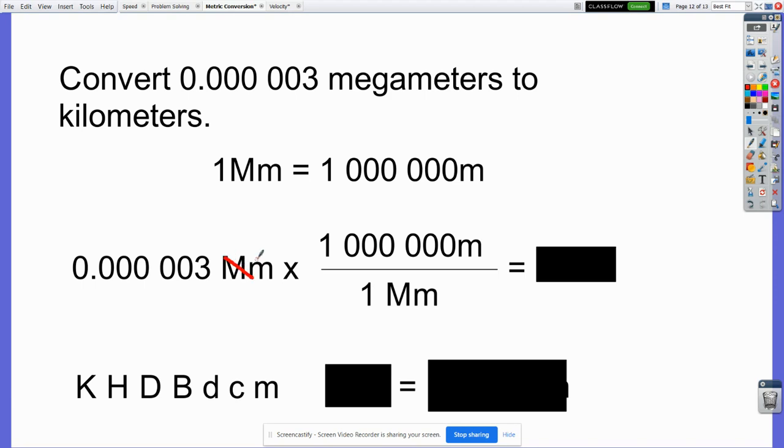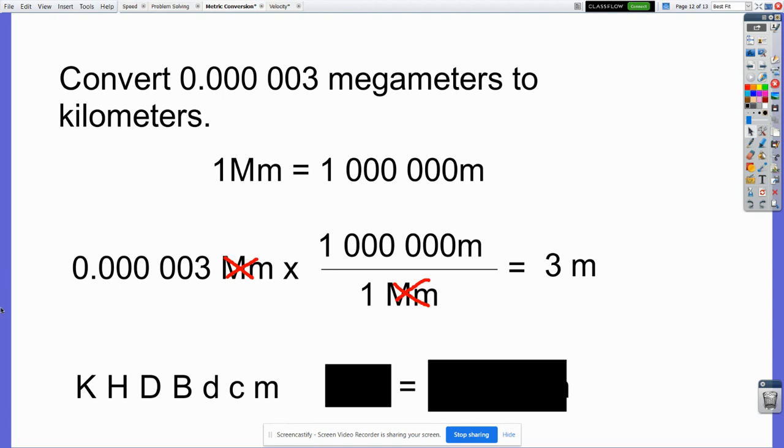Again, since megameter is in the numerator and the denominator of my equation, it will cancel out, leaving me with meters. Again, meters isn't what I want, I want kilometers, but I can use meters to get there. The million's on top, so it's 0.000003 times a million. That gives me 3 meters. Now I need to get that to kilometers. I could do another dimensional analysis problem, since I know that 1 kilometer equals 1,000 meters, and I can use that equivalence to do it.